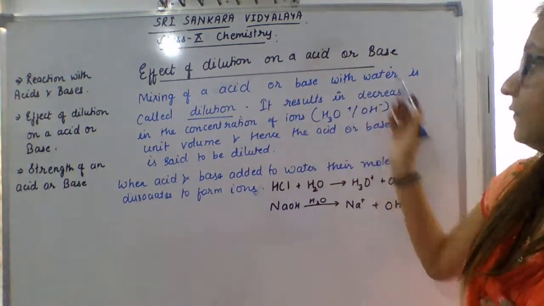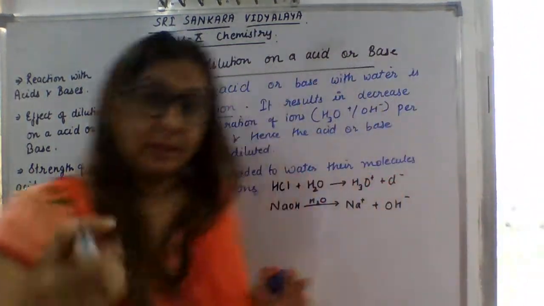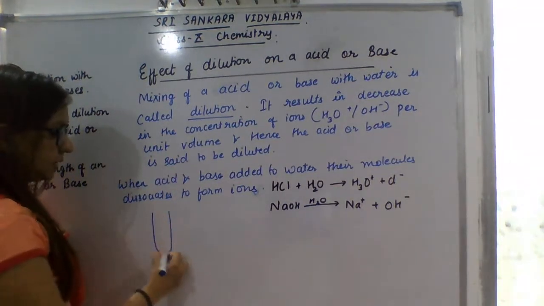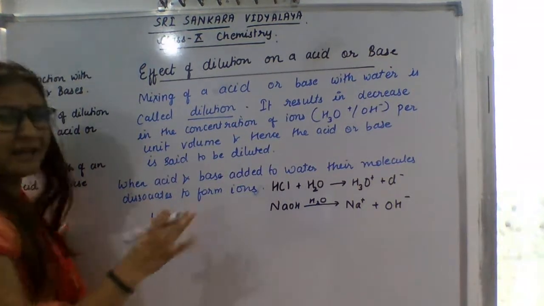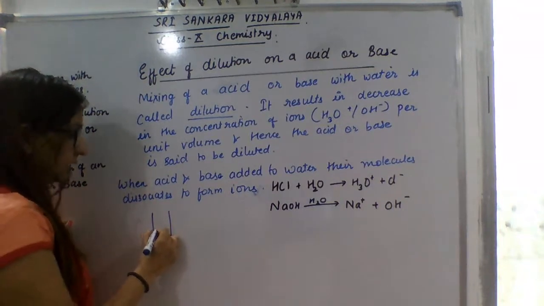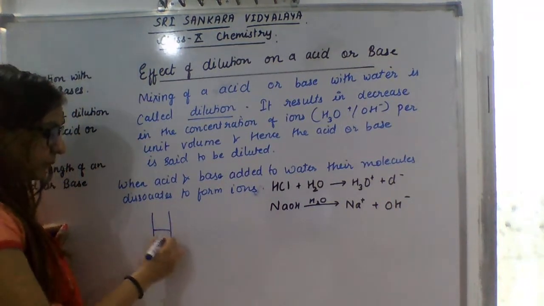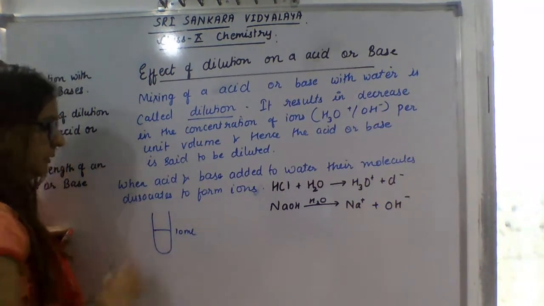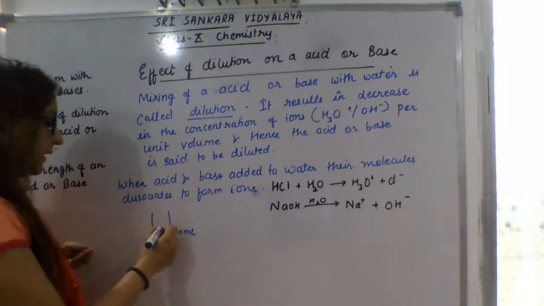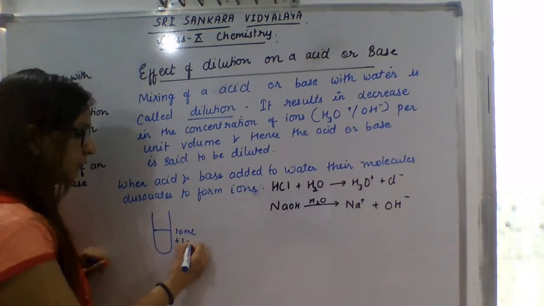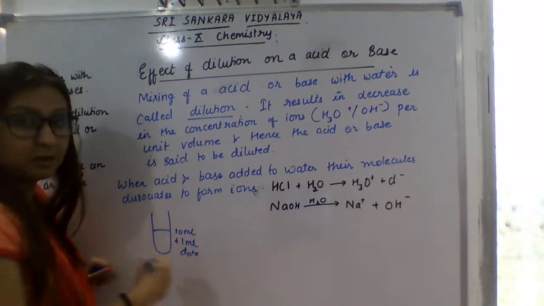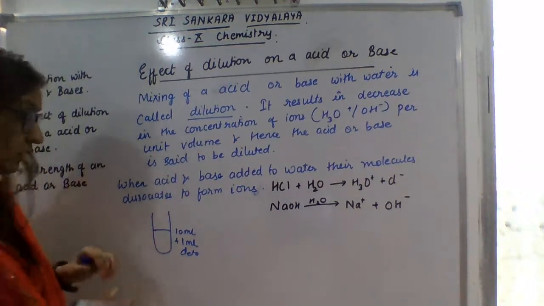That is, mixing of acid and base with water. I'm just explaining with an example. Suppose this is a test tube of 10 ml, and we are adding 1 ml of Dettol. I am just explaining the meaning of dilution.